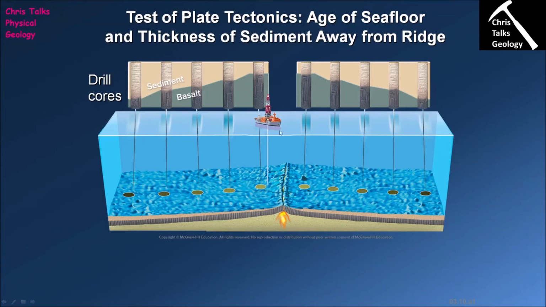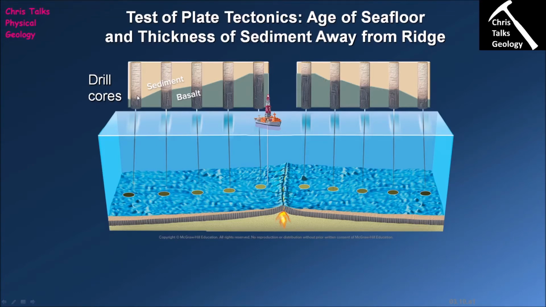Now, as you can see here we have our ship, and on our ship we have ourselves a drill rig, and that drill rig is going to drill down into the crust, and we are going to collect cores, so we're going to collect samples of the oceanic crust. Now, the first thing that we notice when we drill cores like this is that the further away we get from the spreading ridge, the thicker the layer of sediment is on top of the seafloor.